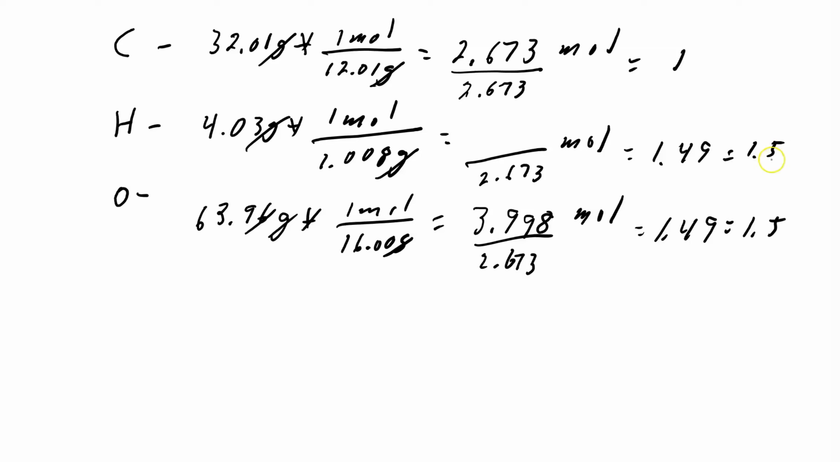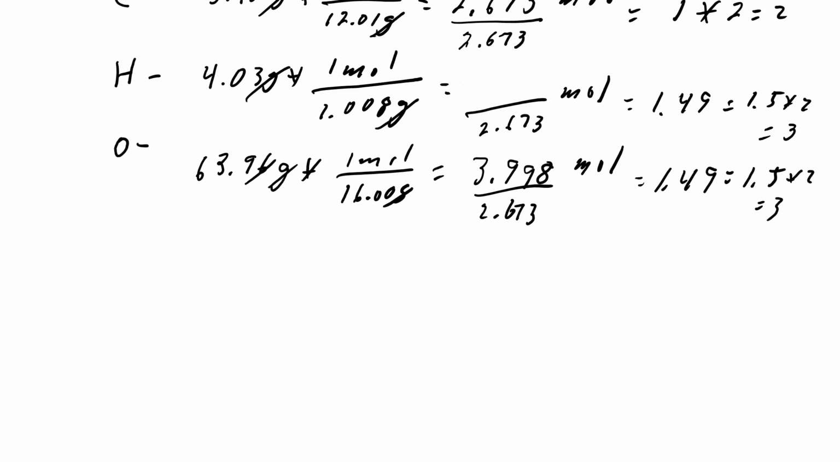So now we have almost a whole number ratio. We can multiply 1.5 times 2, and that'll give us 3. So we've got to multiply the 1 by 2 as well. So we're going to multiply this by 2. That's going to give us 2. Multiply this by 2, and that's going to give us 3. We're going to multiply this by 2. That's going to give us 3. So our smallest whole number ratio is 2 to 3 to 3 for carbon, hydrogen, and oxygen respectively. So our empirical formula is going to be C2H3O3.